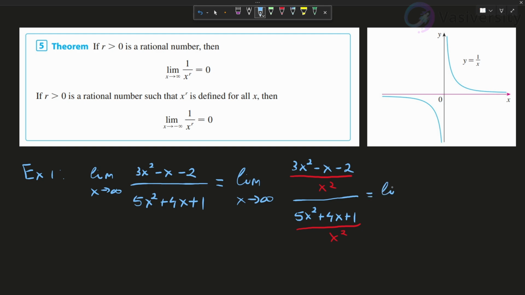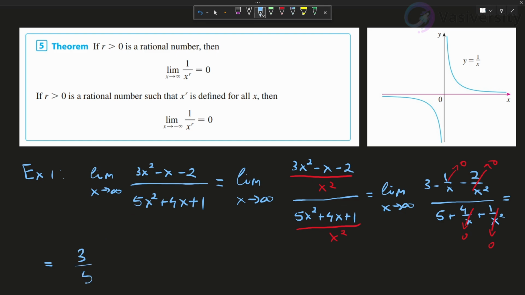So we're going to divide each term by x squared. So what are we going to have? We're going to have the limit as x approaches infinity of (3 minus 1 over x plus minus 2 over x squared) divided by (5 plus 4 over x plus 1 over x squared). So as we approach infinity, by the laws of limits, we know that this is going to go to 0, this is going to go to 0, and this is going to go to 0. So we're only going to be left with 3 over 5.